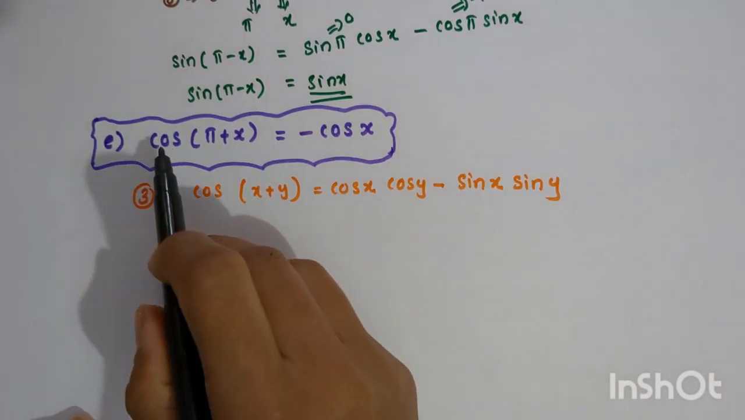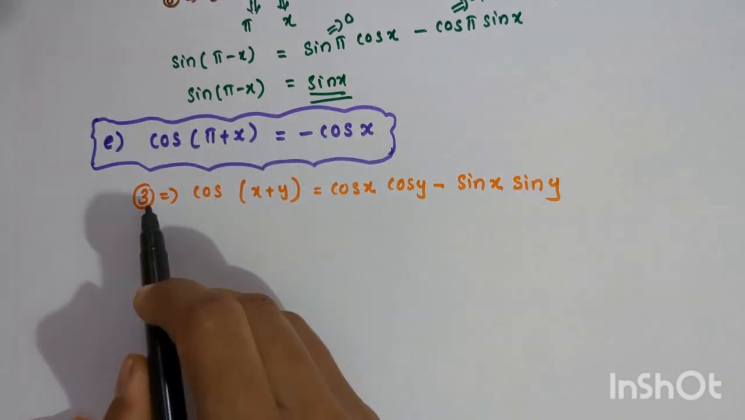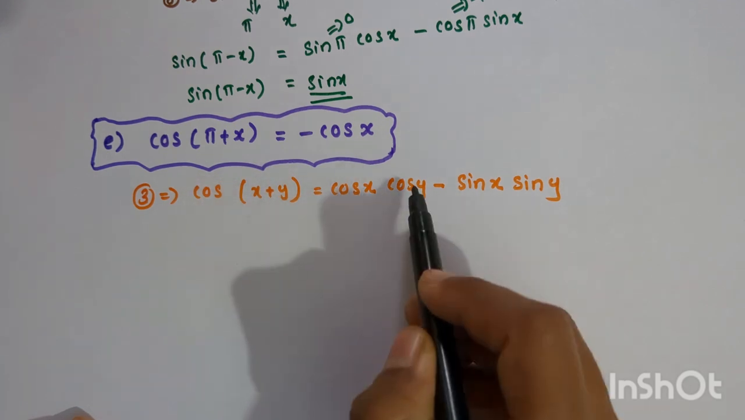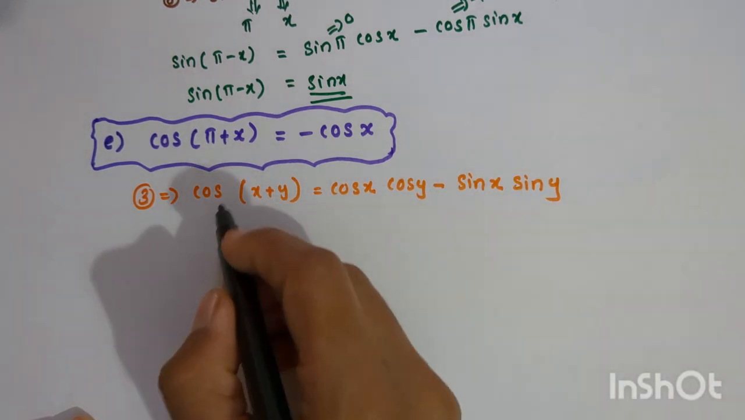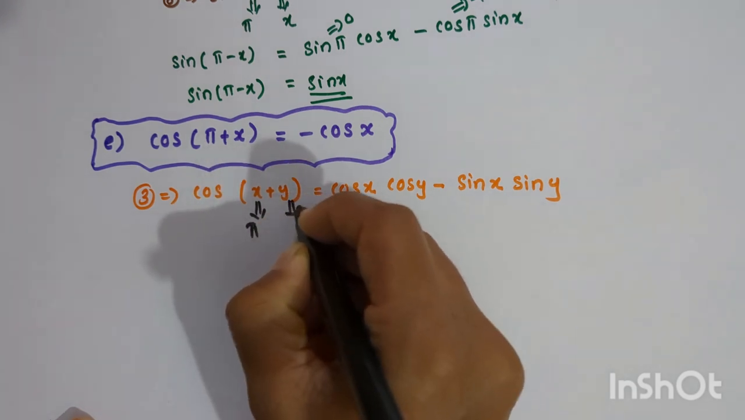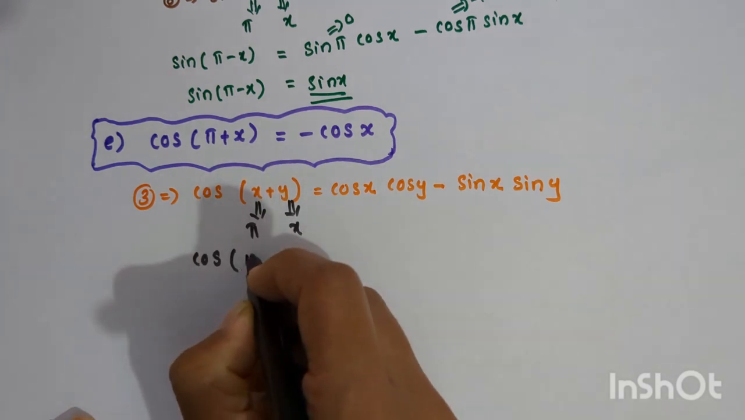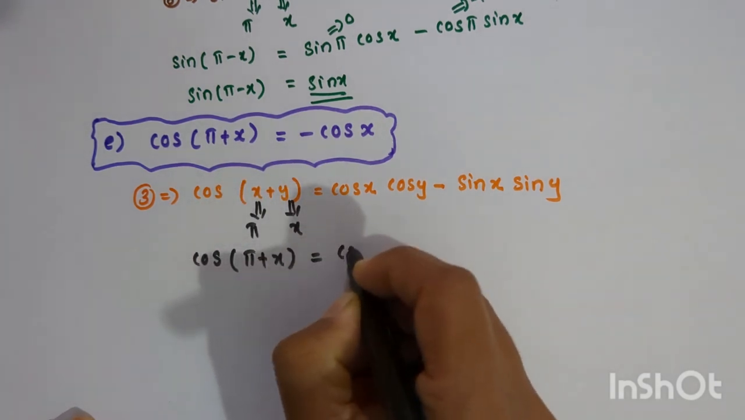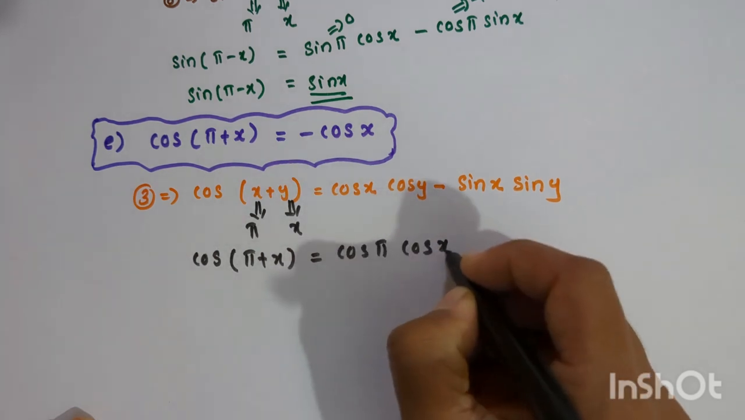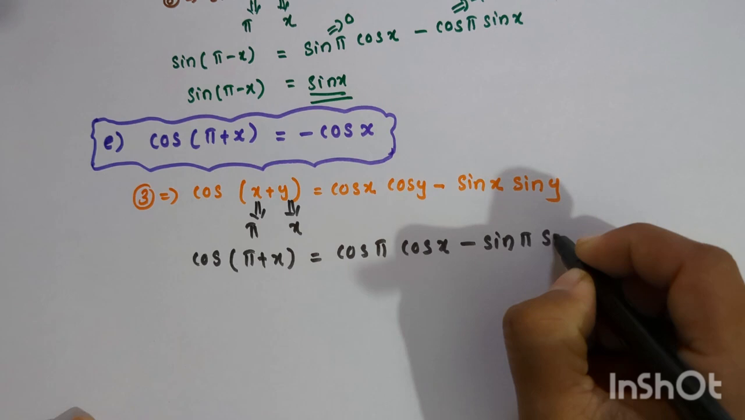Next, we are going to prove this identity, which is cos of pi plus x is equal to minus cos x. For that, I am considering the third trigonometric identity, which is cos of x plus y is equal to cos x cos y minus sin x sin y. So, in the third trigonometric identity, I am going to replace this x by pi and this y by x. So, the third trigonometric identity becomes cos of x plus y, that is pi plus x, equals cos x, that is cos pi, into cos y, that is cos x, minus sin x, x is pi, into sin y, y is x.